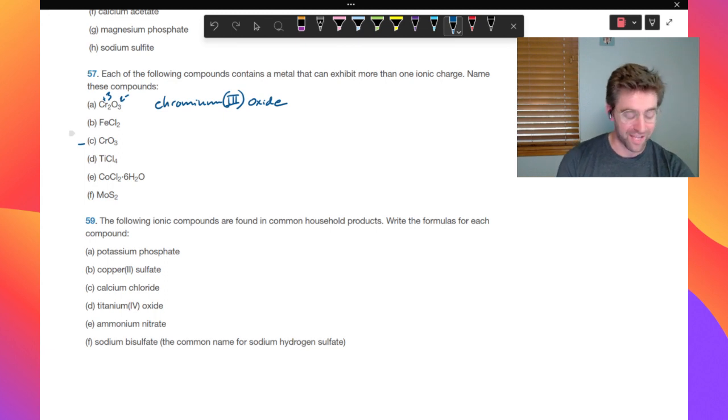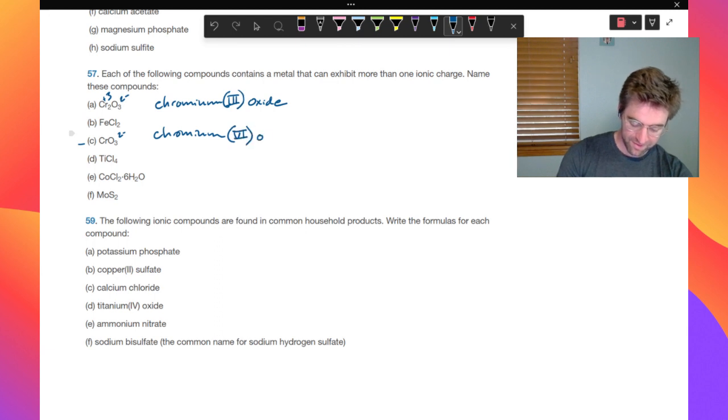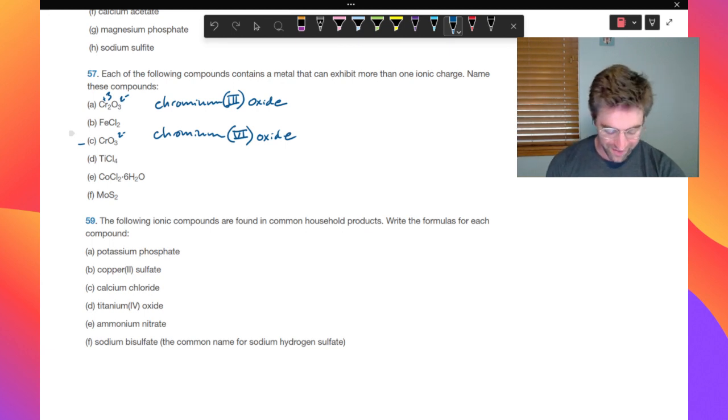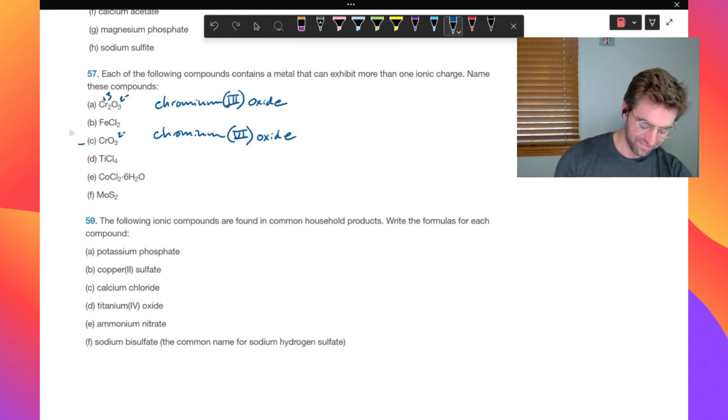We're going to skip ahead because in exercise C we have chromium oxide again, but this time we just have 1 chromium. So it must be that we have chromium 6 oxide. Because that 1 chromium is making up for all 6 of those negative charges that come from the 2 negative oxygens. All right.